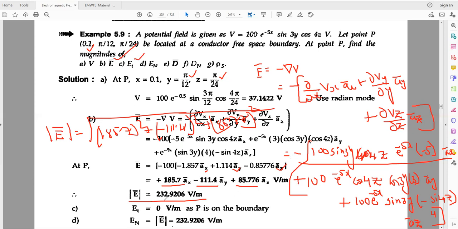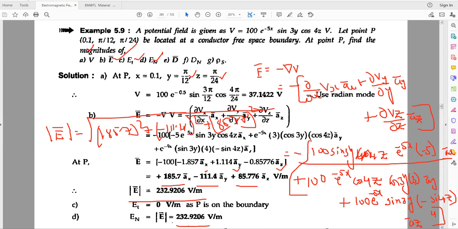The point P is on the boundary, the tangential component is 0. And the normal component En, its magnitude is equal to the magnitude of the E bar, 232.9206 volt per meter. Got it, my students?